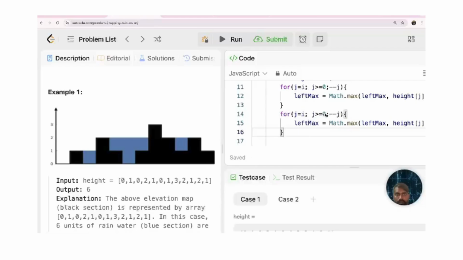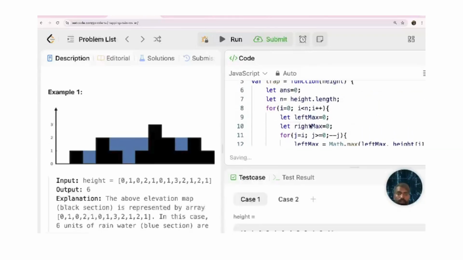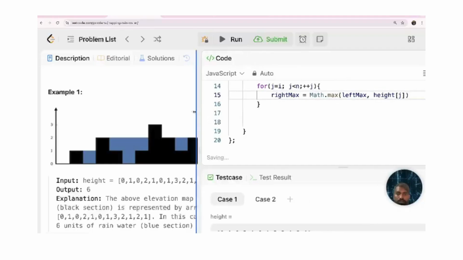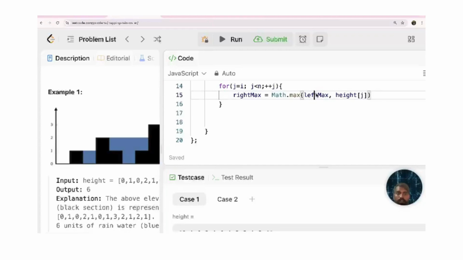So we do something similar, in reverse, and we go for the right. Left we can go till 0 only, correct? Right, we can go from the current index to any number, up to the last bar, so the whole area we need to consider. So right max will be going like this with j plus plus. This is the right max and the height of j.